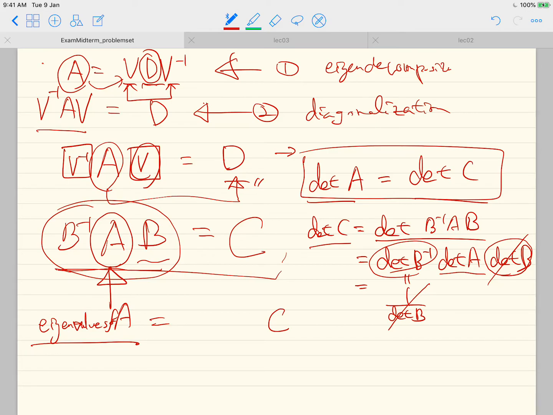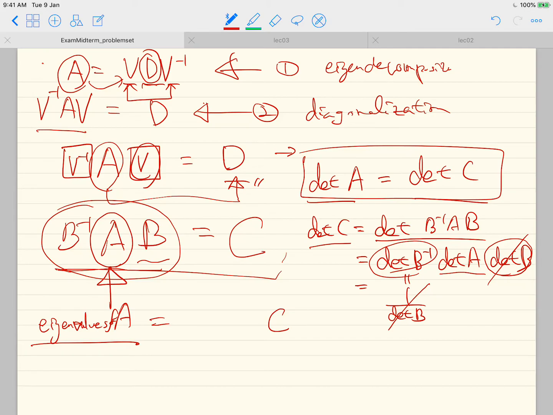So what does it mean by preserving eigenvalues? I mean, eigenvalues are the same, and what does it mean actually? From the perspective of a polynomial, I mean the characteristic equation. If two matrices A and C have the exact same set of eigenvalues, then their characteristic polynomial should be the same.